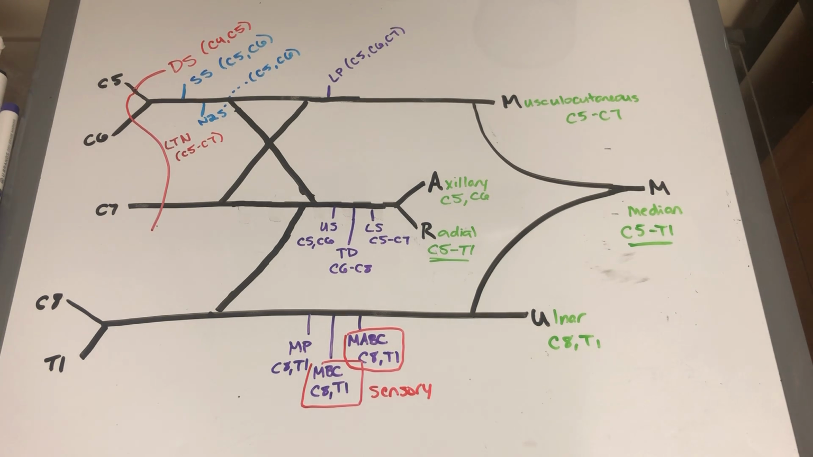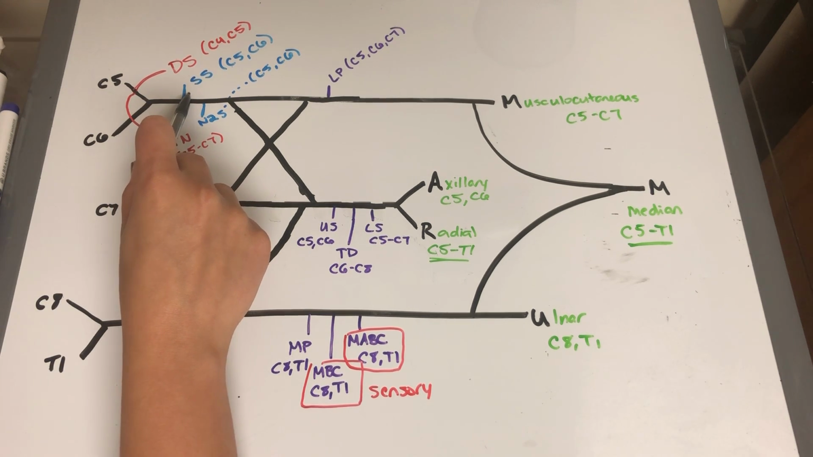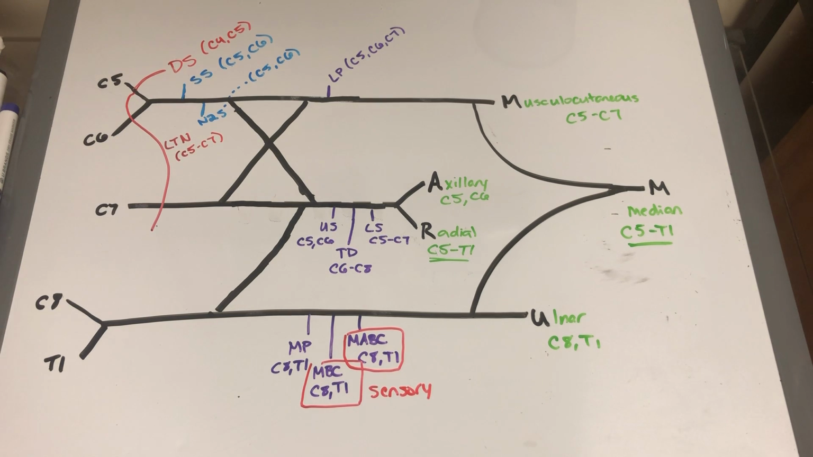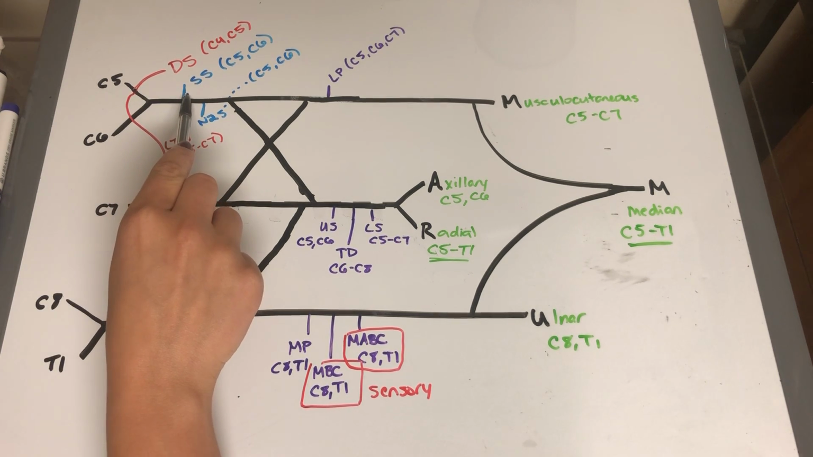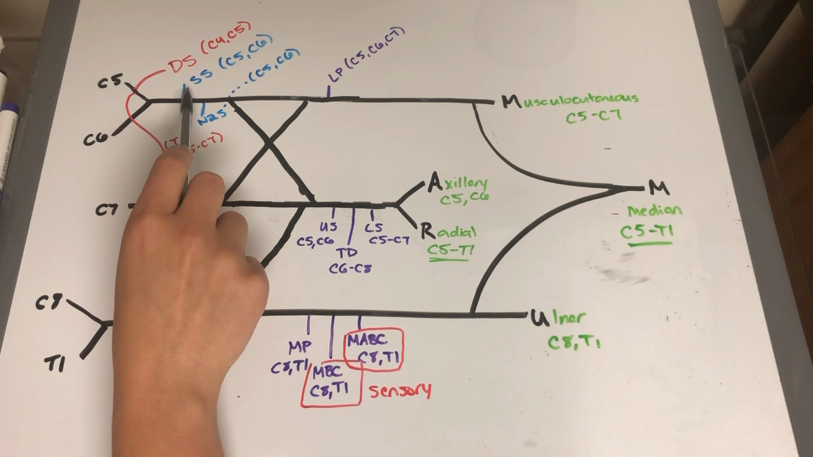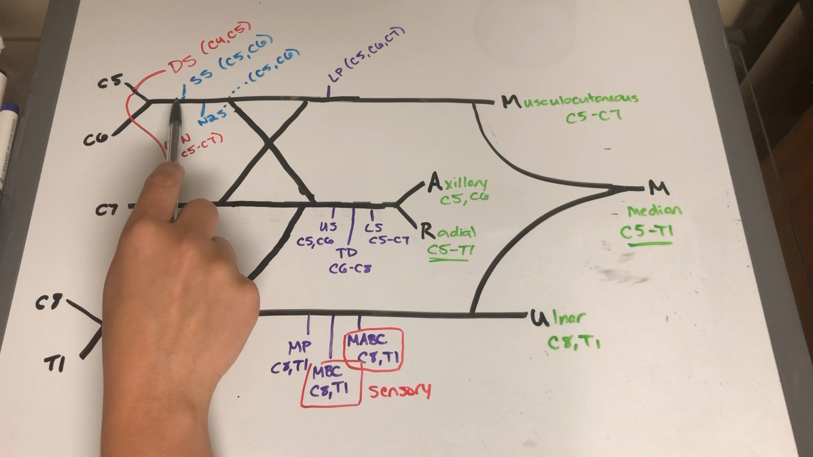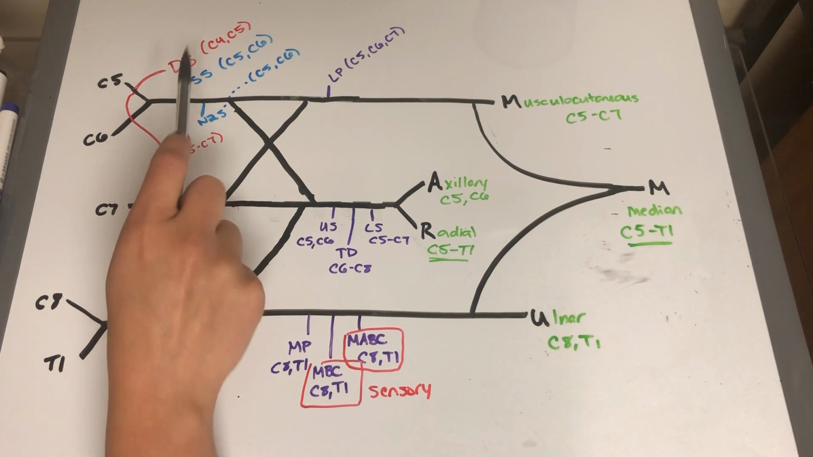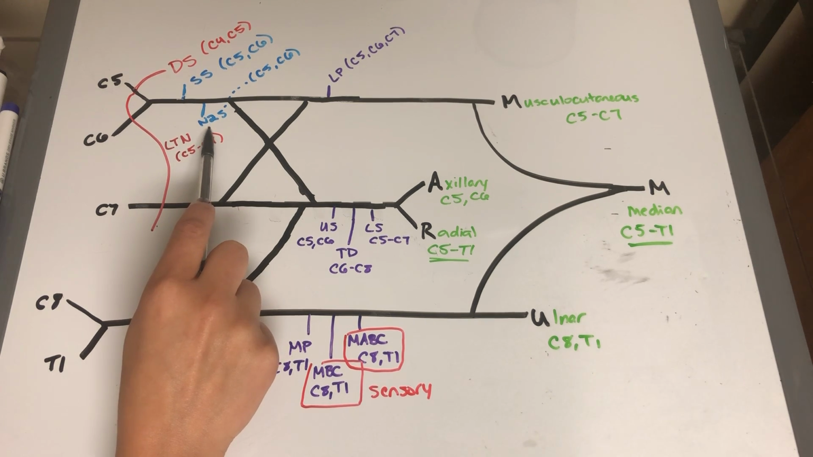Next, we have the suprascapular nerve, which is this one right here. And this goes to the supraspinatus for abduction. It also goes to the infraspinatus for external rotation. If there's a lesion in this one, it causes weakened abduction and weakened external rotation. For N2S, the nerve to subclavius, this one goes to the subclavius. It's a nice name for that one.